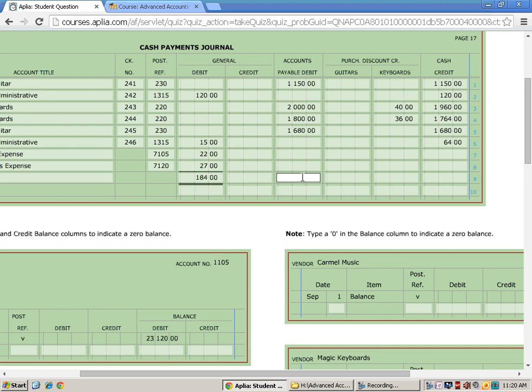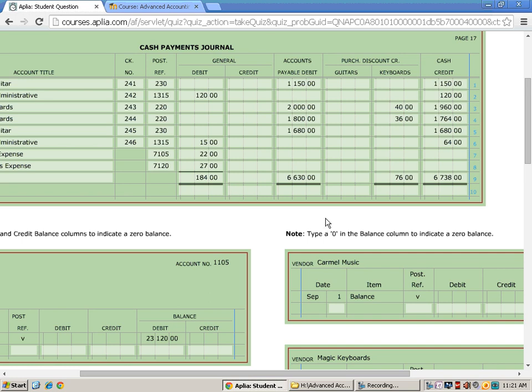Accounts payable debit, $6,630. We have nothing in purchases discount credit for guitars, but we get $76 discount for keyboards. And we paid $6,738. So those are our totals.